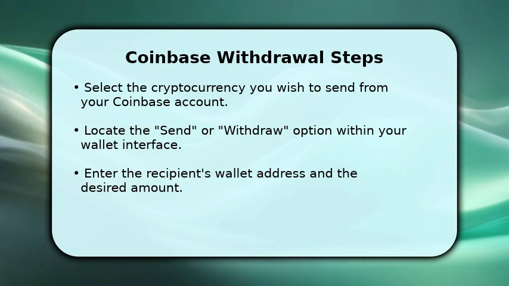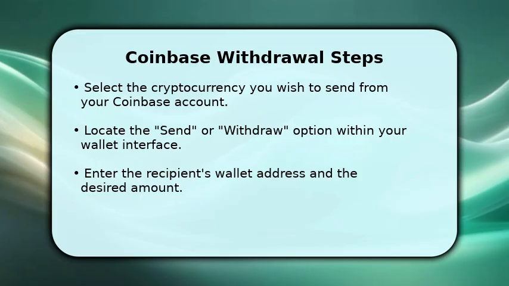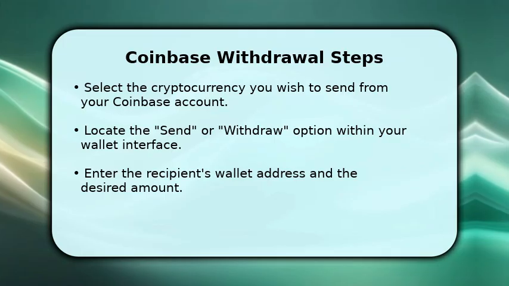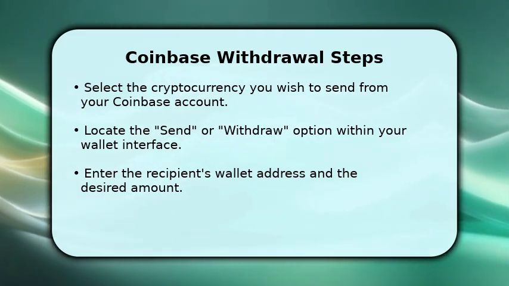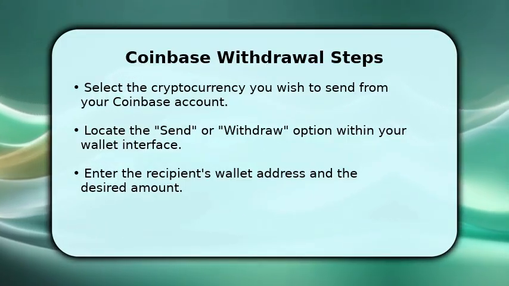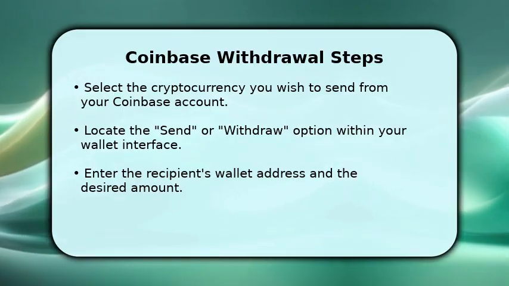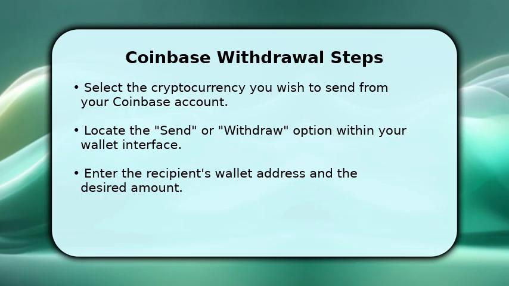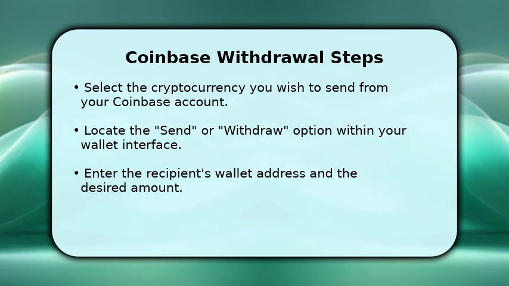To begin, open your Coinbase account and navigate to your portfolio. Choose the specific cryptocurrency you intend to transfer, for example, Bitcoin or Ethereum. Look for the Send or Withdraw button, usually found within the Assets Details page. You'll then need to input the destination wallet address, which you'll obtain from Kucoin, and specify the exact amount you wish to send. Always double-check the address and amount before proceeding to the next step.